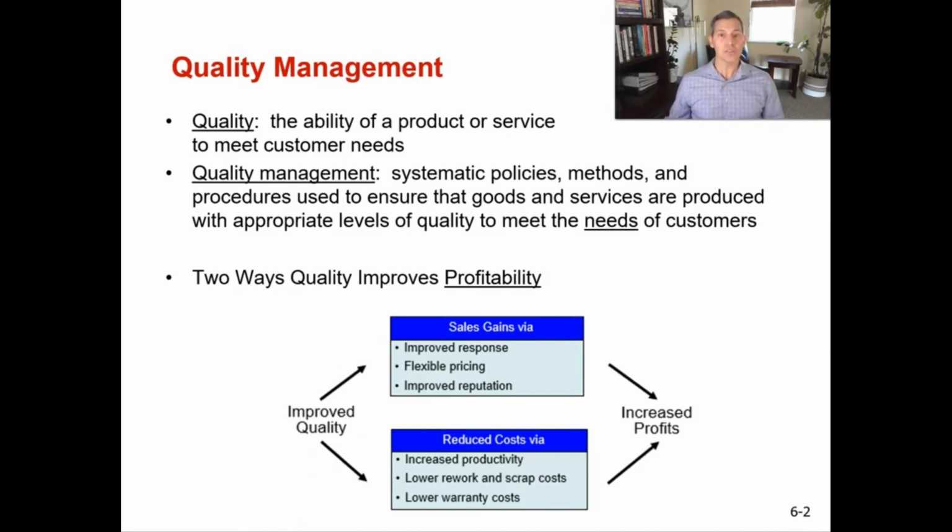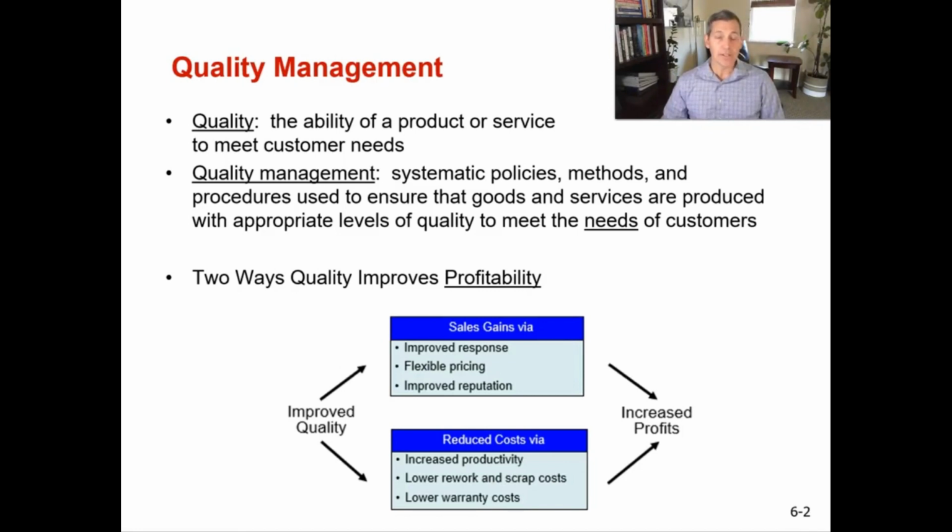You can also improve profitability by having high quality, because you're going to have improved customer reputation, you're going to have more people that want to use your products and services, you're going to be able to provide them with those products and services quicker. So you can do all of that when you have higher quality.